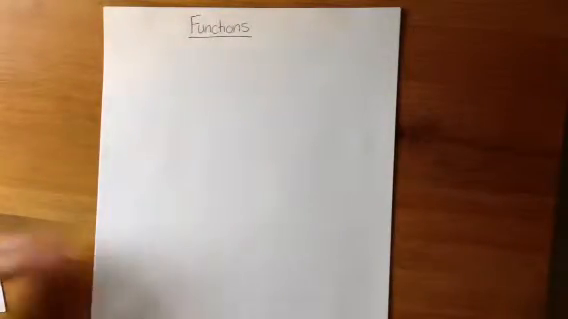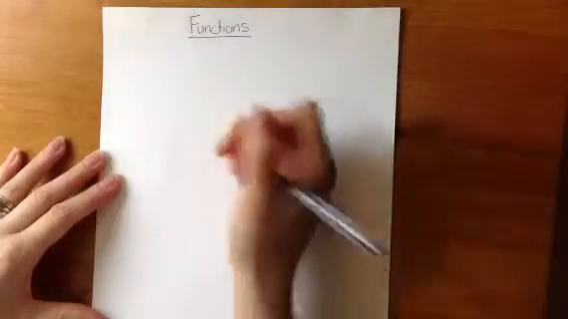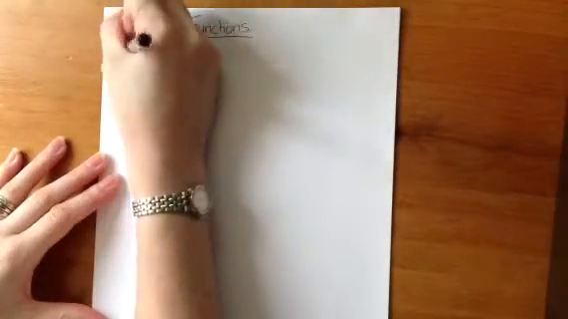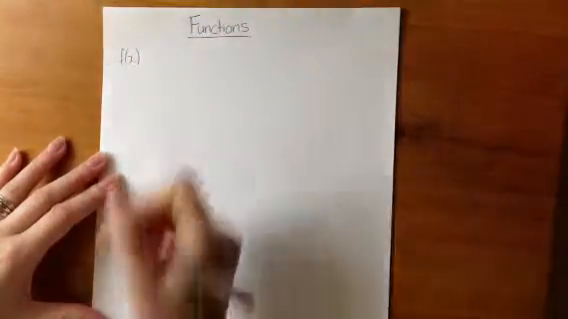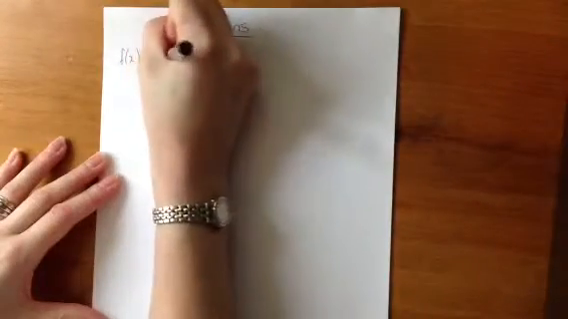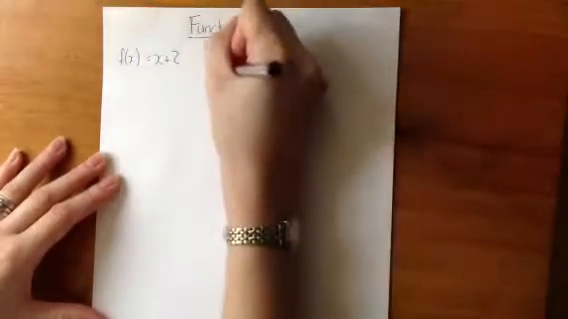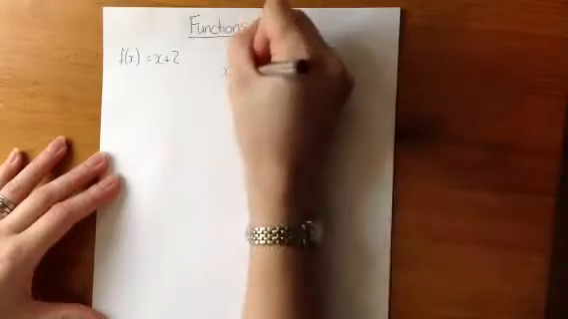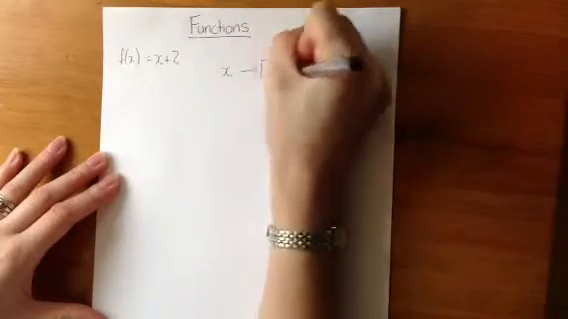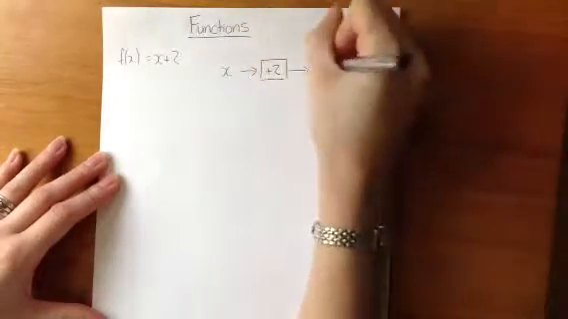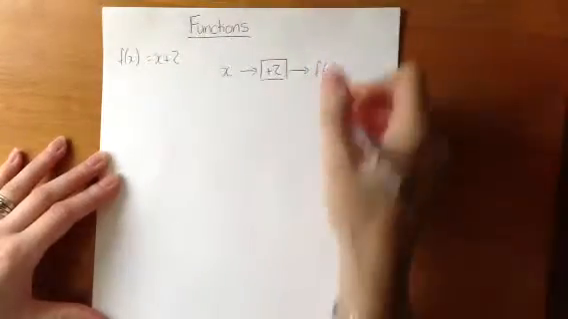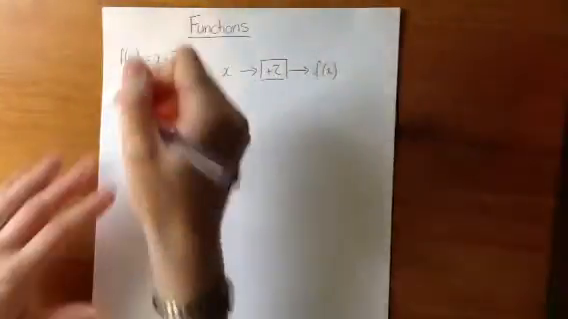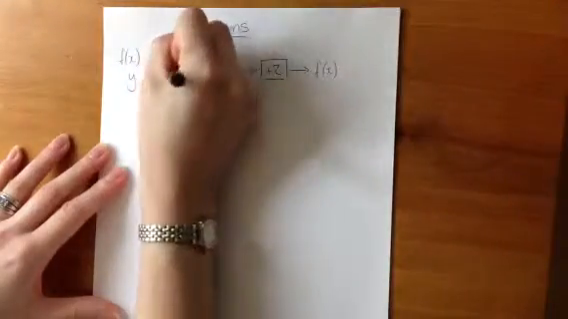Okay, so today we're going to be looking at what a function is, and a function is basically just something that takes an input and gives you an output. So for example, we'll have some function of x, because that's one way we can write it, x plus 2. So it's going to take your x value and then add 2, and it's going to give you out f of x, or y in this case.